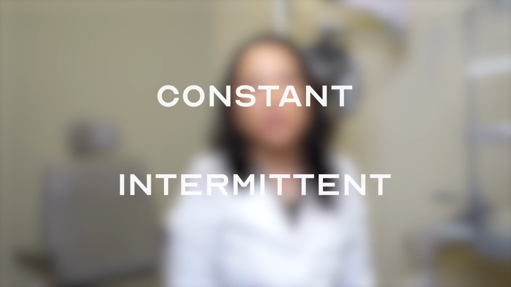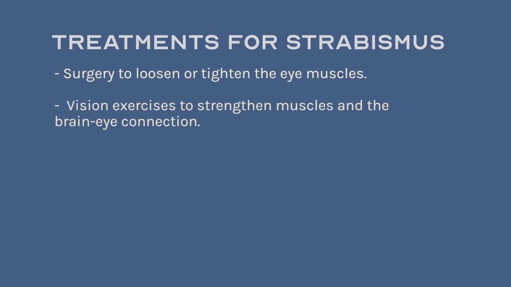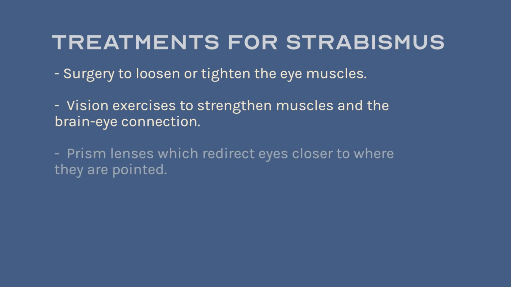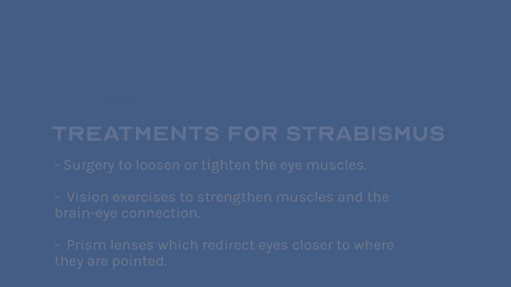Strabismus symptoms can be constant or they can be intermittent, meaning the symptoms come and go. Common treatments for strabismus are surgery to loosen or tighten the eye muscles, vision exercises to strengthen muscles and the brain-eye connection, prism lenses to redirect images closer to where the eyes are pointed, and Botox to paralyze the overactive muscle.